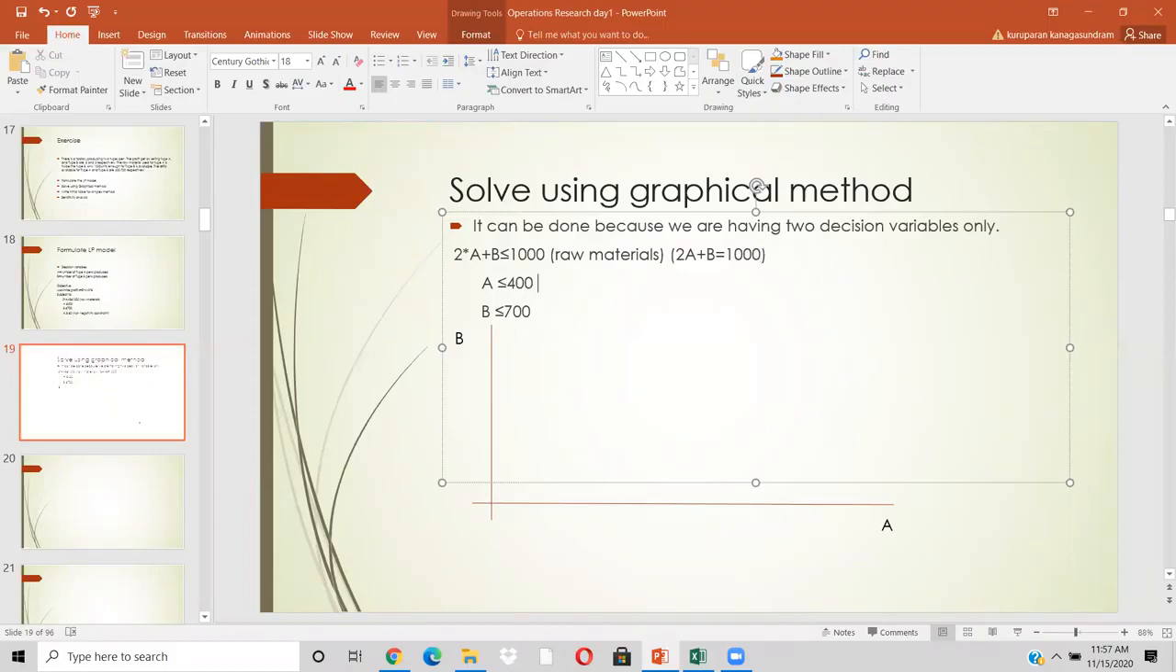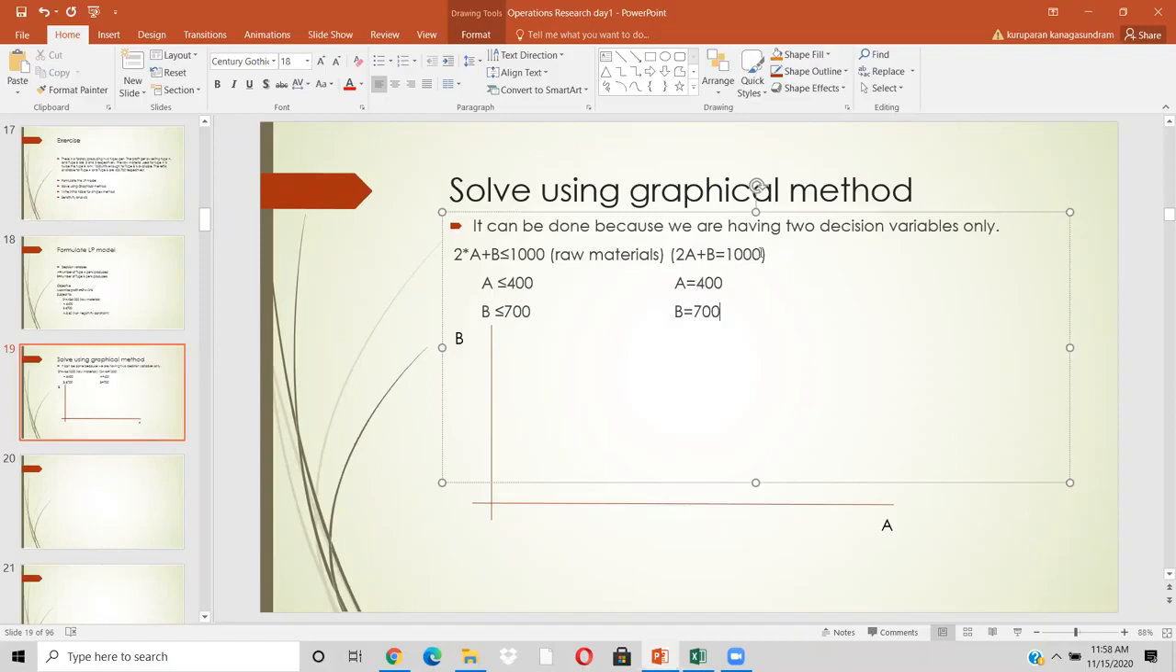Similarly for this thing, a equals 400, and for b it's equal to 700, like that. So in your O level, you will be drawing these lines.